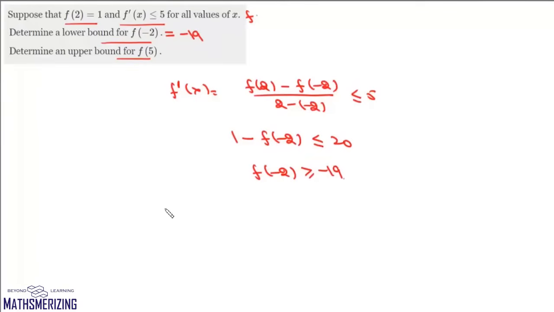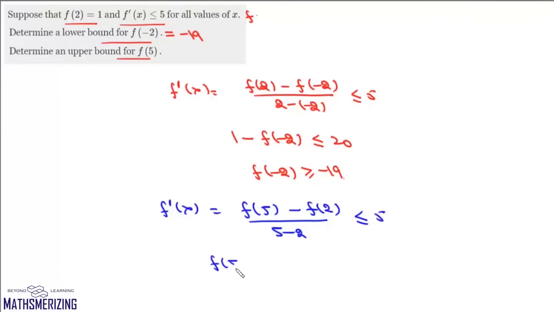And now for f(5) we can write f'(x) equals (f(5) minus f(2)) upon (5 minus 2), again from Lagrange's theorem, and this again is less than or equal to 5. Now f(5) minus 1 is less than or equal to 15. That means f(5) is less than or equal to 16. So an upper bound of f(5) is 16.